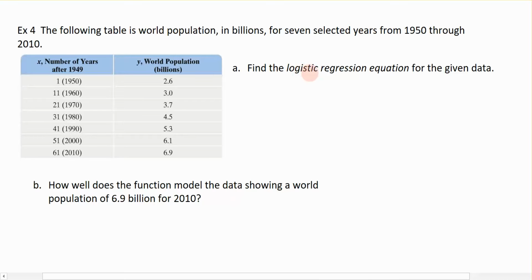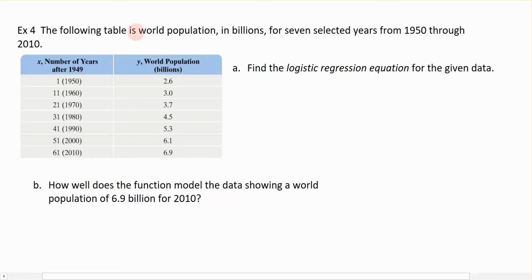And a logistic regression kind of combines a couple of equations together, and it accounts for the fact that we are going to max out at some point. And we have this logistic regression equation automatically built into our graphing calculator. So that's what we're going to look at for right now.